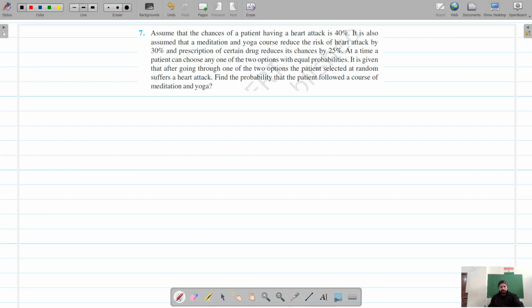Next question is question number 7. The question says the chance of having a heart attack in a patient is 40%. But this can be reduced by either doing meditation and yoga or by the prescription of certain drugs. So this reduces the chances of heart attack by 30% and by 25%. So still the chances of having a heart attack for a patient is 40%.